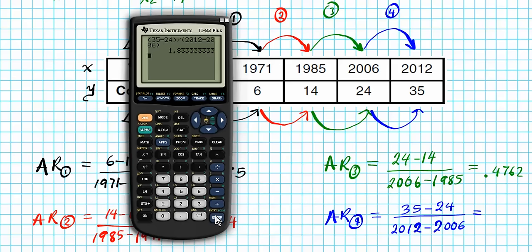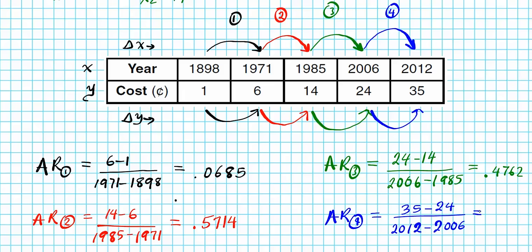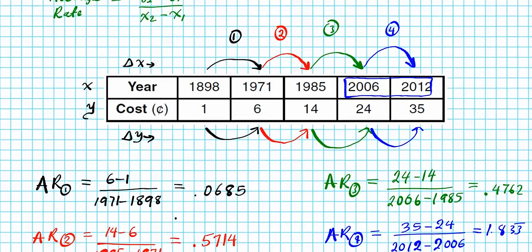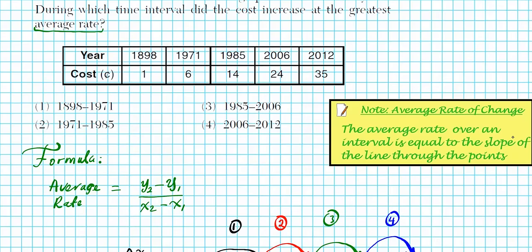This is the biggest one, 1.833 repeating. So let's write that down. We can clearly see that on interval 4, from 2006 to 2012, that's where we had the greatest average rate. Okay, so the answer is option number 4.